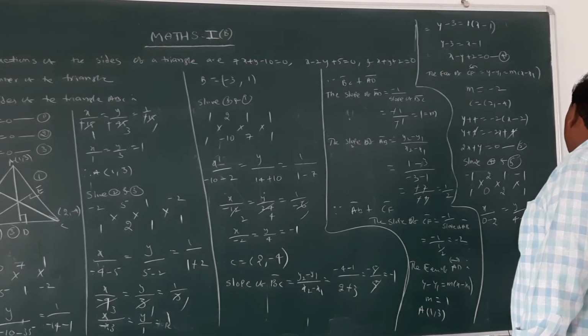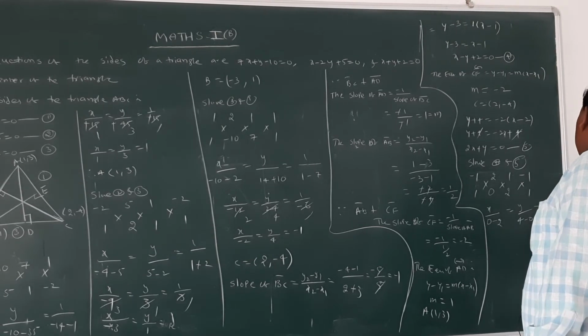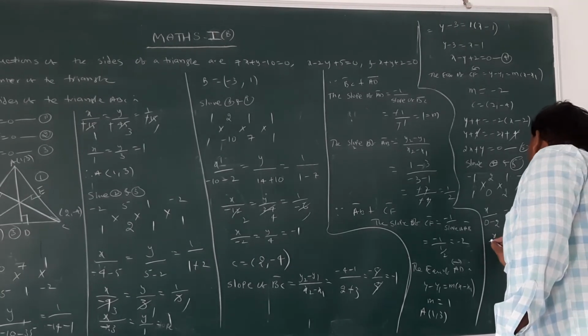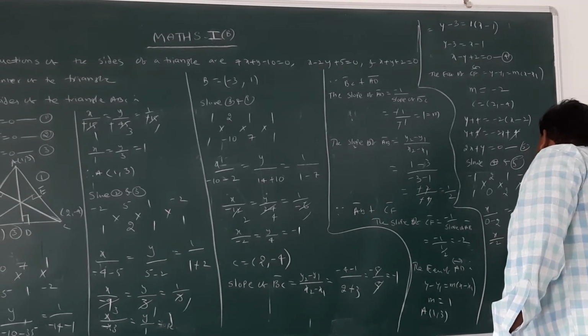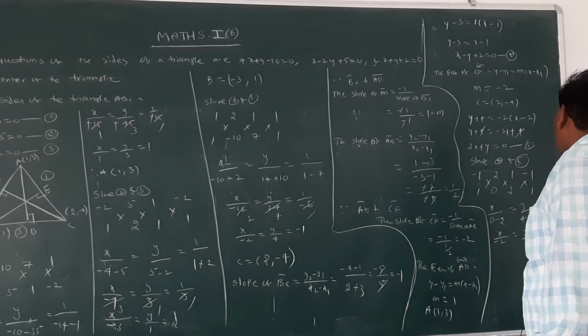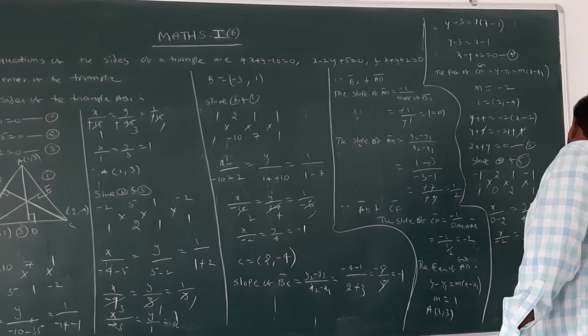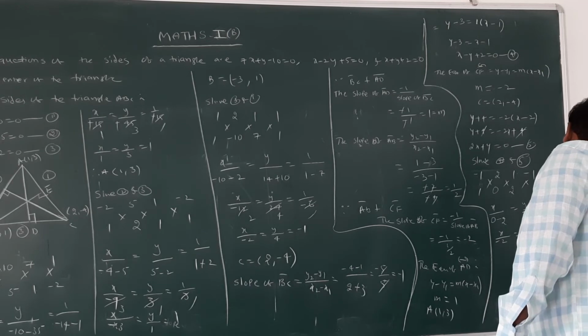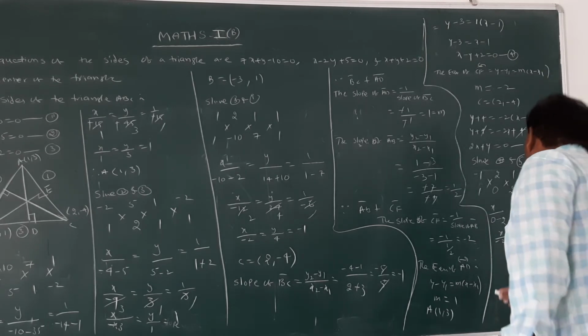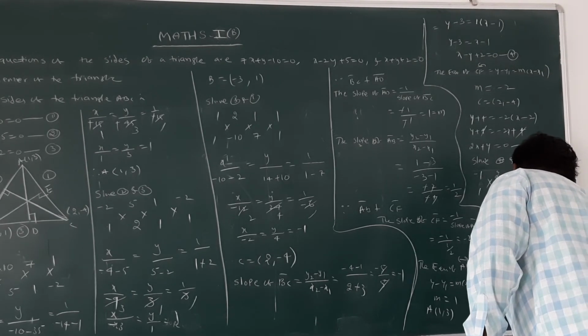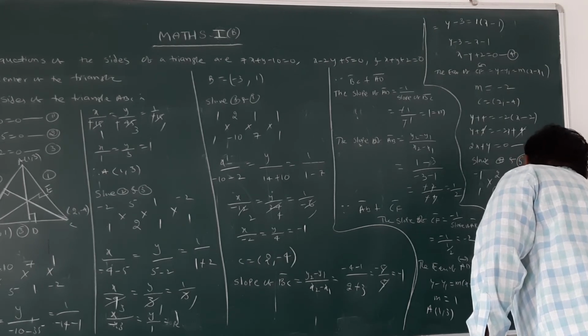Next, 1 by 1 minus into minus plus, x by minus 2 is equal to y by 4 is equal to 1 by 1 plus 2, which is 3. X by minus 2 is equal to 1 by 3.